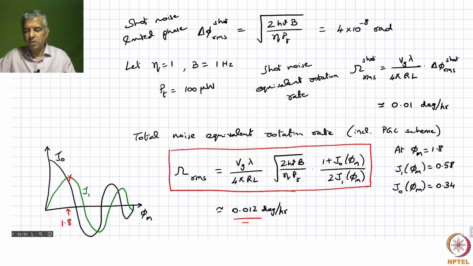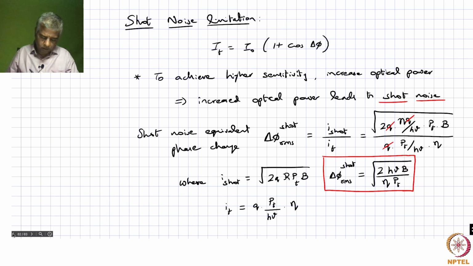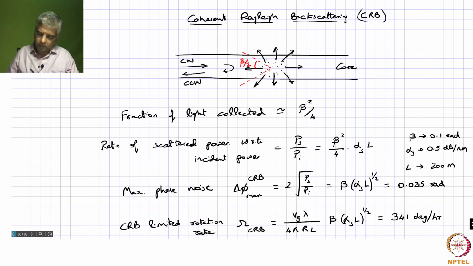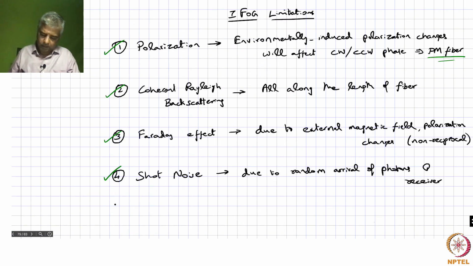So, around that number is where you find commercial IFOGs performing, something around 0.03 degree per hour. Of course, something else that we did not talk about, but it's very important, is maybe I can just add it over here: thermal issues.